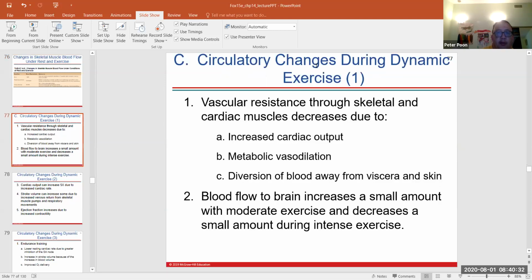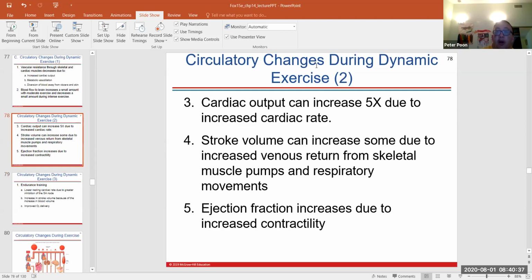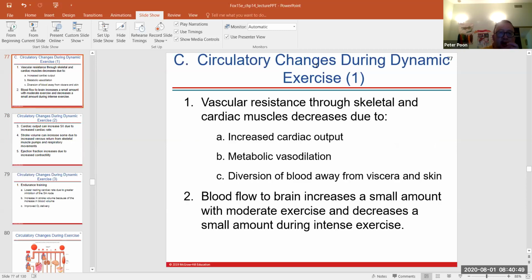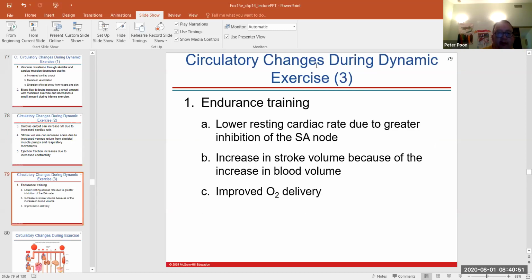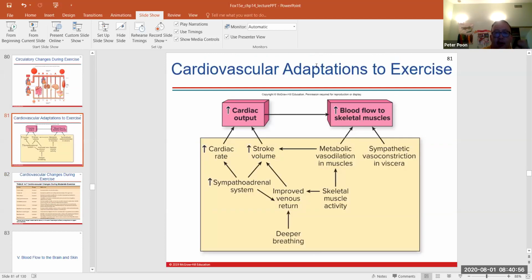Okay, so I'm going to skip ahead a little bit. When you exercise, your cardiac output can increase fivefold, just due to increased cardiac rate. So what's going to happen is your heart is going to pump harder and faster. Actually, I like using these graphs better.